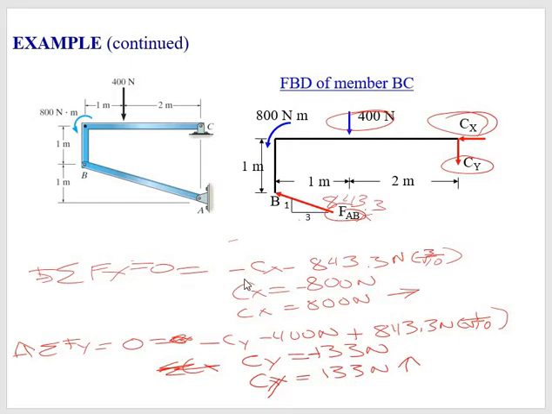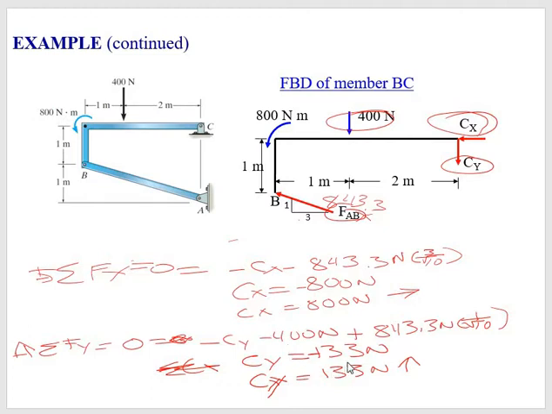So then if I move to summing my forces in the X direction, knowing that this is 843.3, then I can sum my forces in the X. I have negative CX minus 843.3 newtons times 3 over the square root of 10. So that gives me 800 newtons, and it gives me a negative number. So I actually need to know that that's actually moving to the right. And then I sum my forces in the Y direction. That will give me CY.